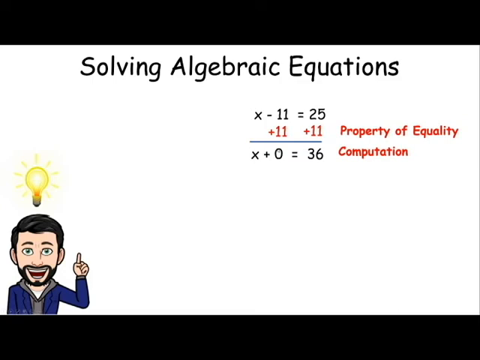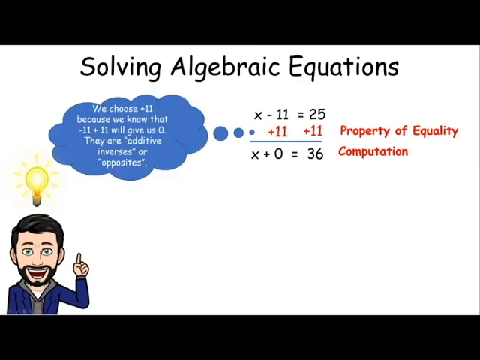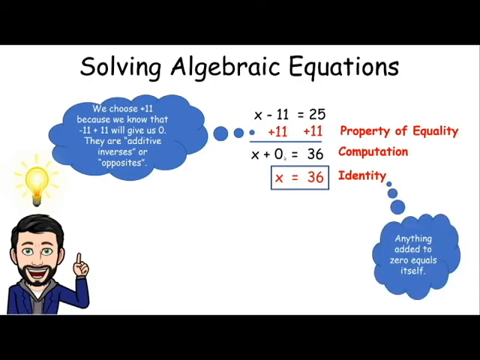I wanted to pick this 0, so I chose the additive inverse of 11 in order to get the 0. I like having the 0 because the identity property of addition says adding 0 doesn't do anything. Anything plus 0 is the same. And your answer is 36. The only way this statement is true is if it's 36 minus 11.